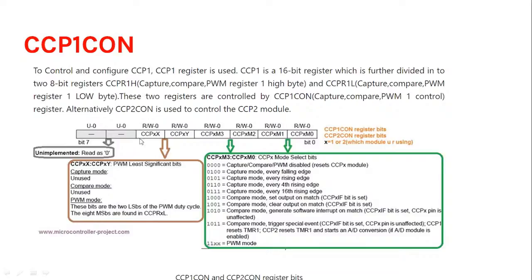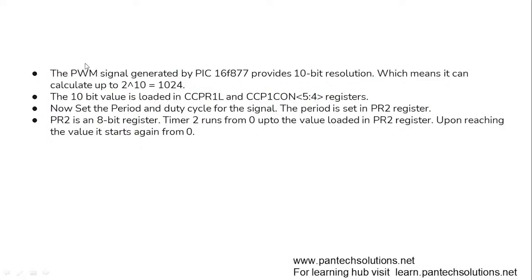These are the registers where the lower bits could be used as capture mode, compare mode, and PWM mode. And these 4 bits could be used for capture, compare, and PWM disabled. Capture mode every falling edge, capture mode every rising edge, capture mode every 4th rising edge, 16th rising edge. And 11xx is equal to the PWM mode. So you have to configure the CCP1CON register.